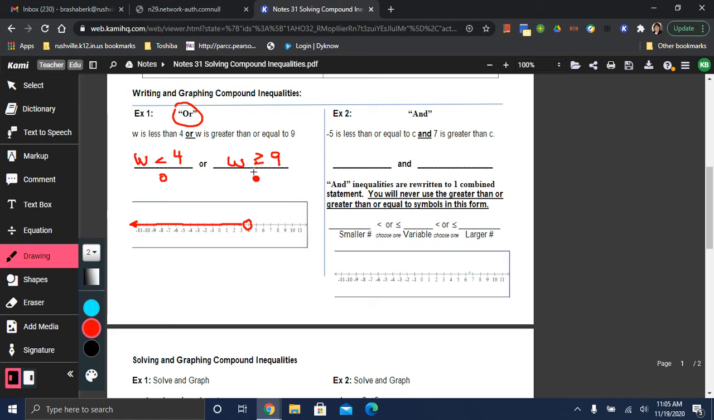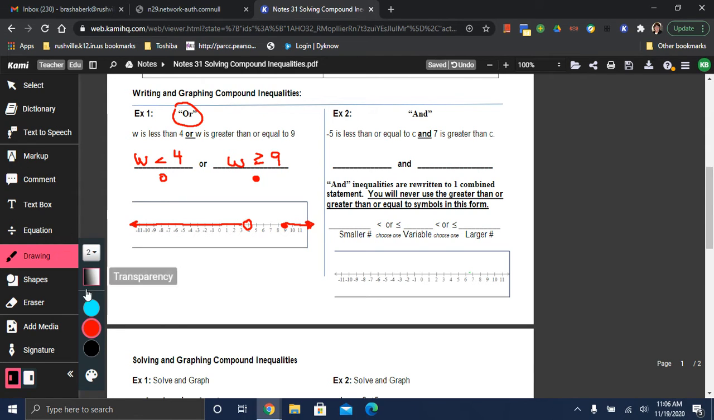And then we have W is greater than or equal to 9. So on the 9, we'll have a solid dot, and then greater than or equal to. So 10, 11, 12, all of those numbers that are greater than 9. And this would be the graph and the solution for this statement.